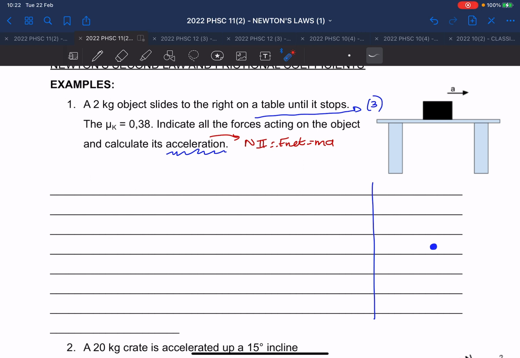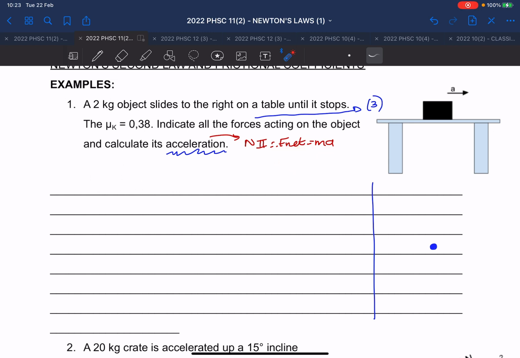Acceleration of the object is directly proportional to the force. Underneath here, directly proportional to the force.